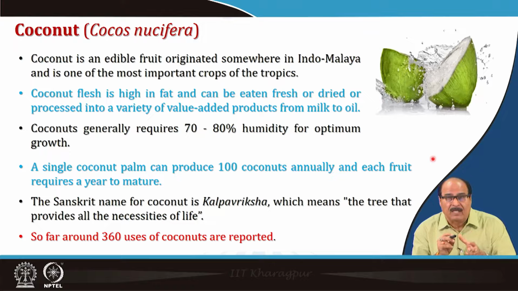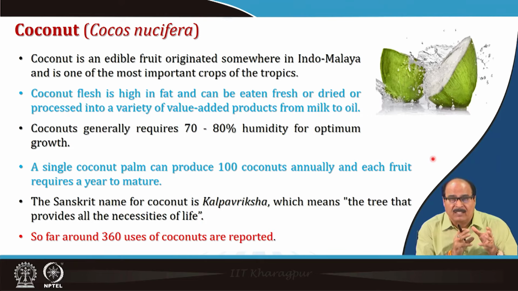Coconut generally requires 70 to 80% humidity for optimum growth. A single coconut palm can produce 100 coconuts annually and each fruit requires a year to mature. The Sanskrit name of coconut is Kalpavriksha, which means the tree that provides all the necessities of life. So far around 360 uses of coconut are reported in the literature.